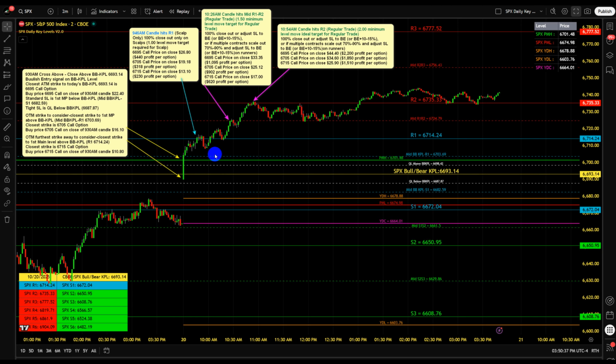All right, so as you can see here, now we're going to get into take profit. As you can see, none of these stop losses were breached on this particular session. And at 9:46, we have a hit of the R1 level. So the way this indicator works is you have to decide what type of trader you're going to be. Are you a scalper, or are you looking to do regular trades?